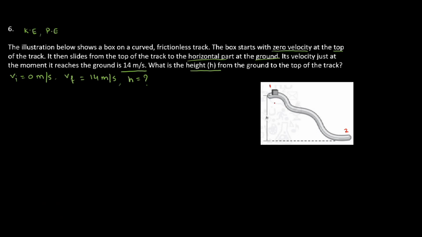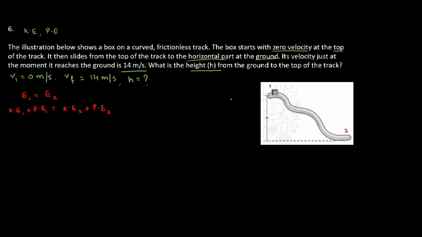According to the law of conservation of energy, total energy at point 1 must be equal to total mechanical energy at point 2. Now, total mechanical energy at any given point is the sum of the kinetic and potential energy at that point. So I will write this E1 and E2 in terms of the sum of their kinetic and potential energy.